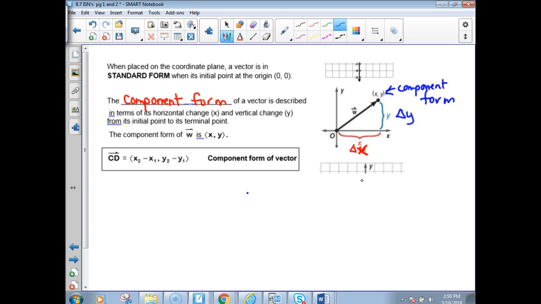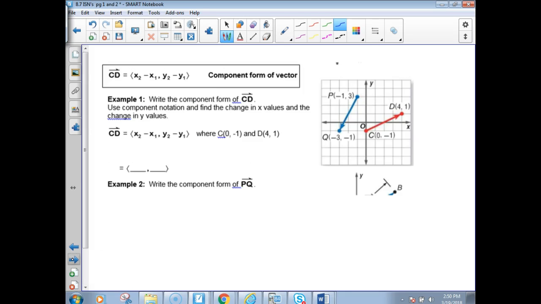Okay. From here to here. That's because this one's in standard position with its initial point at 0. So if your initial point is not 0, then we have to do the following. To find the component form of a vector, you subtract the x's, which is the change in x, and you subtract the y's, which is the change in y.